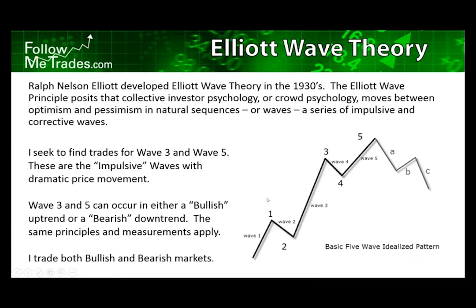So Elliott wave theory. Ralph Nelson Elliott developed this theory back in the 30s. And the principle says that collective investor psychology or crowd psychology moves between optimism and pessimism in natural sequences or waves, a series of impulsive and then corrective waves. So I really like to find trades in these impulsive waves, which are wave 3 and wave 5. I'll take a corrective wave trade every now and then, but it's just got to be perfect. There's got to be a really good return, a really good reason to do it, and I really spend most of my time looking for impulsive wave trades.